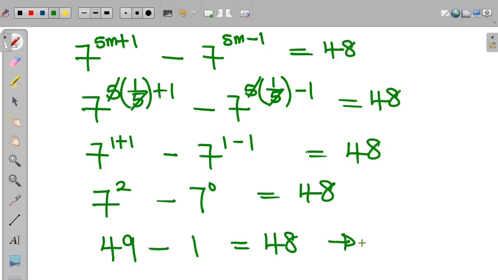So therefore at this point, at the left hand side we have 49 minus 1 is 48, which is equal to the right hand side 48. Thus, the value of m is equal to 1 divided by 5.